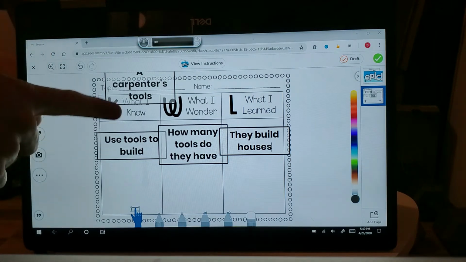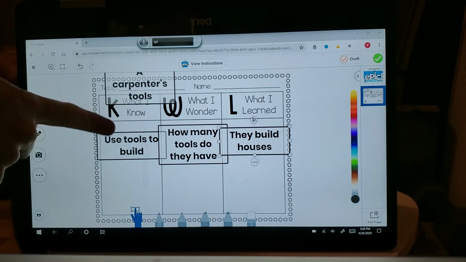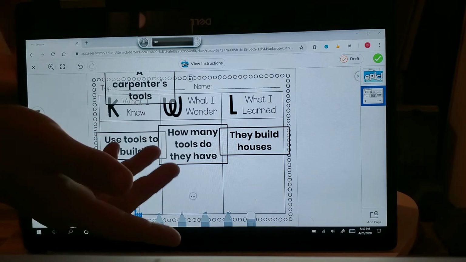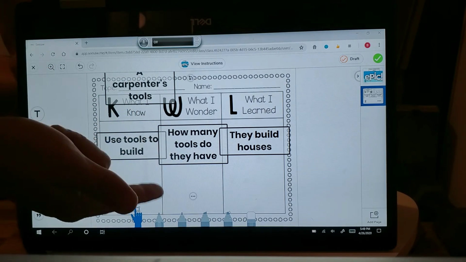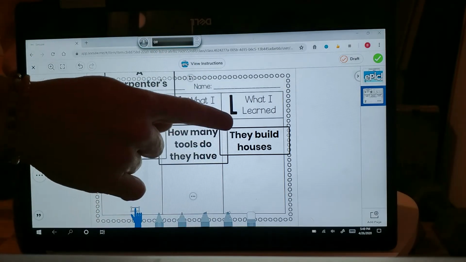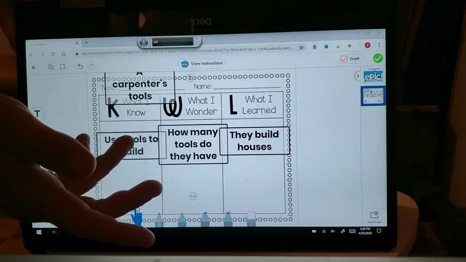All right. So one thing that we knew about a carpenter's tools is that they use tools to build. One thing that we wondered when we were reading our book is how many tools do they have? And one thing that we learned when we read a carpenter's tools is they build houses.